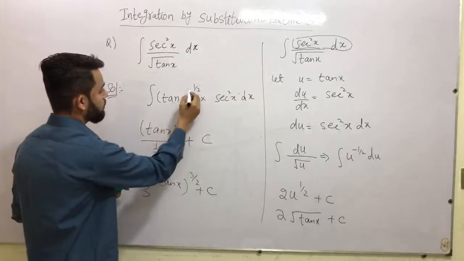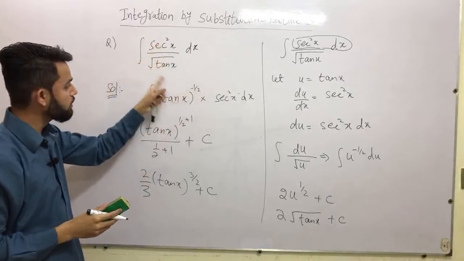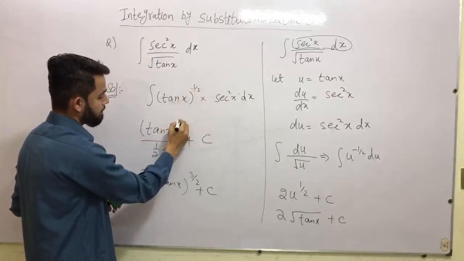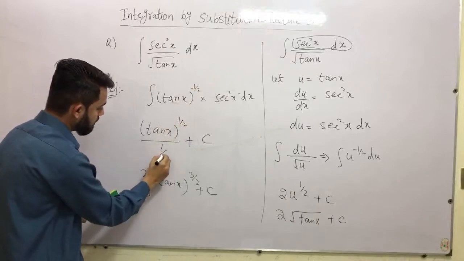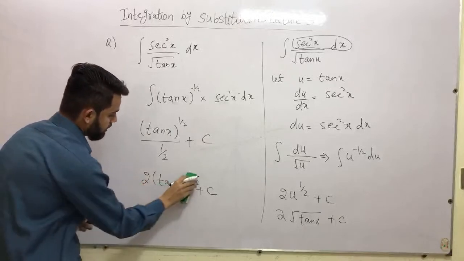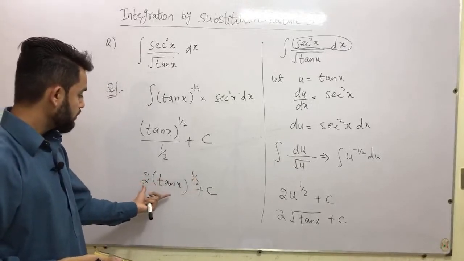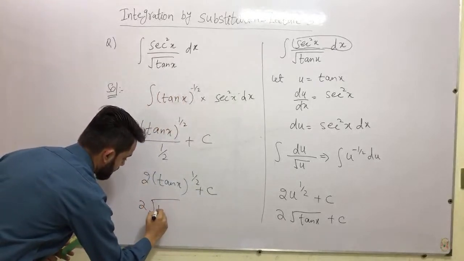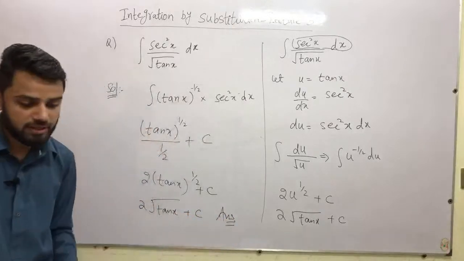So let me see if somewhere we are getting the right answer. Oh, so we made a mistake over here, right? Once we shifted this square root to the denominator, the power is going to become minus 1 over 2, and then minus 1 over 2 plus 1 would be 1 over 2, and that can be written as 2 into square root of u. Now if you look at both these answers, they are exactly the same. We can write it as 2 square root of tan x plus c. So this is your answer. You can note it down.